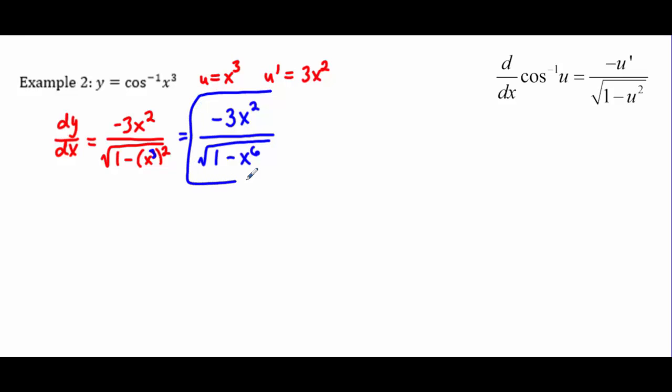And I can't simplify this because I have a minus. I'm subtracting underneath my square root instead of multiplying. So that is my answer.